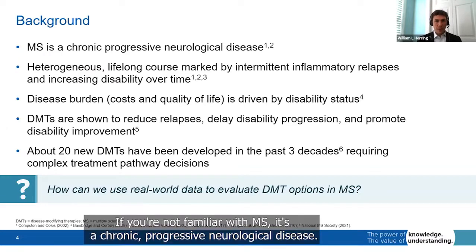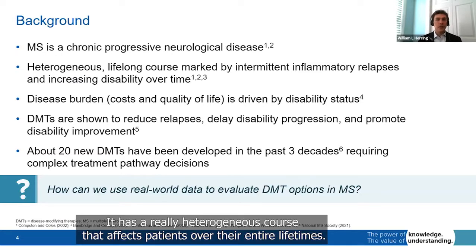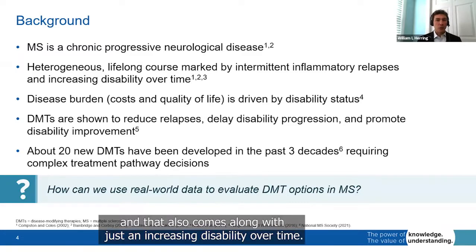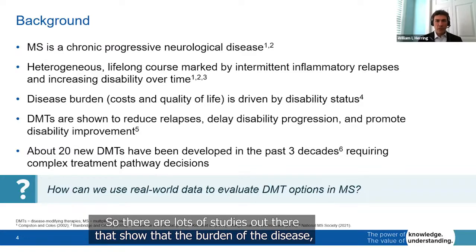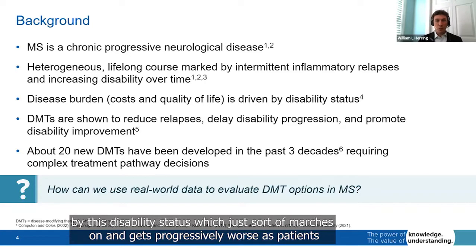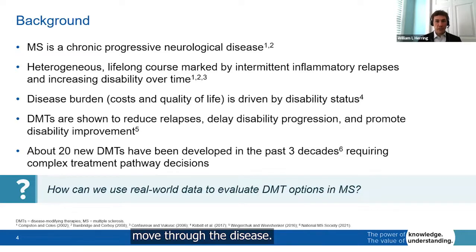If you're not familiar with MS, it's a chronic progressive neurological disease. It has a really heterogeneous course that affects patients over their entire lifetimes. Some of the hallmarks of that course are intermittent inflammatory relapses, and that also comes along with increasing disability over time. There are lots of studies out there that show that the burden of the disease, whether you're talking about the cost burden or the quality of life burden, is really driven by this disability status, which just sort of marches on and gets progressively worse as patients move through the disease.